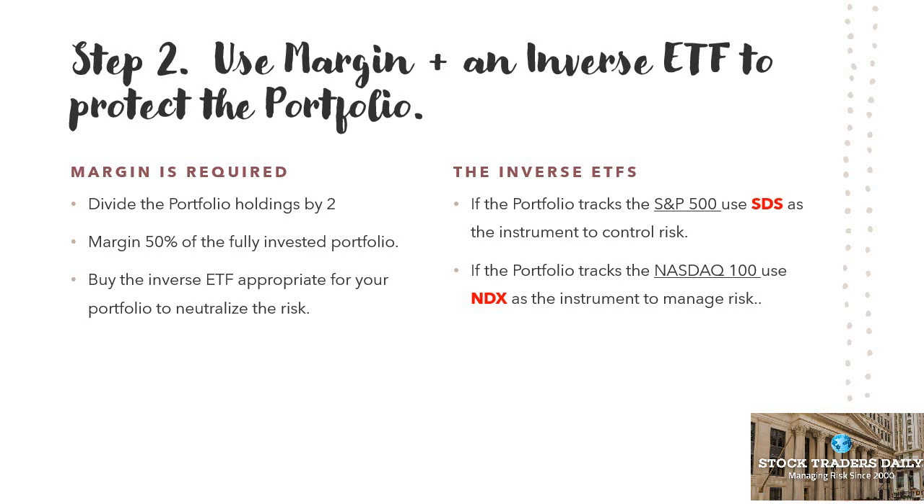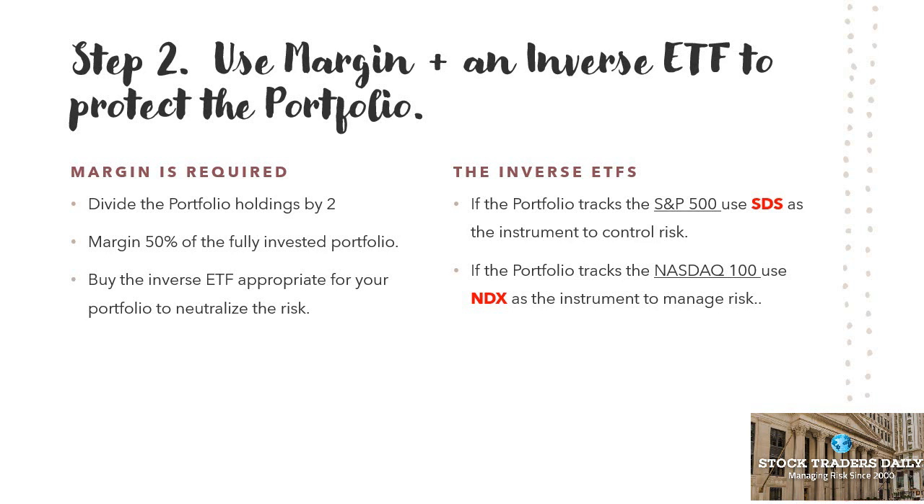Take the $1 million portfolio in a taxable account. Use $500,000 on margin, so you'll have $1.5 million invested. You keep that $1 million portfolio exactly where it is. Take $500,000 and buy SDS with it. Essentially, you will have $1 million long the S&P 500 and $500,000 double short the S&P 500. Together, it offsets the risk in the taxable account without requiring you to sell any of the underlying positions.